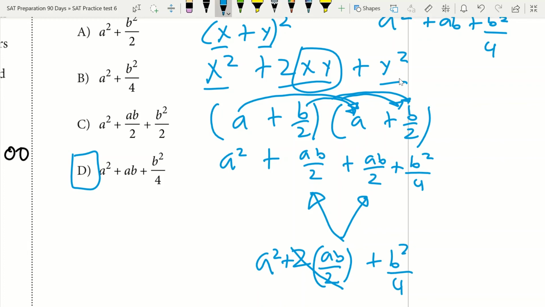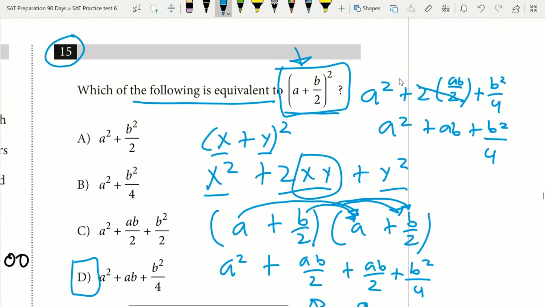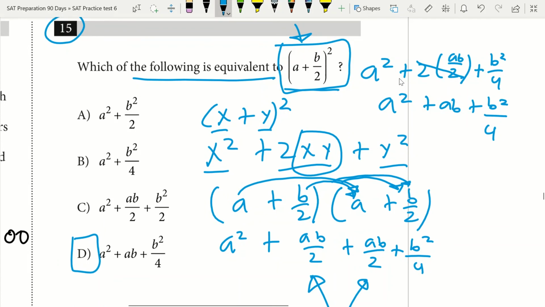Now, you want to make sure that you have this trick memorized, because then immediately when you see that equation up top, you know you're going to have a squared, which is in choices A, B, C, and D, so that doesn't help you much. But then you know that you're going to have b over 2, and when that is squared, you know you're going to have b squared over 4. So that helps you get rid of C and A. And then for your middle term, you know you're going to have 2 times ab over 2, which will leave you with ab. So you know your answer would be D.